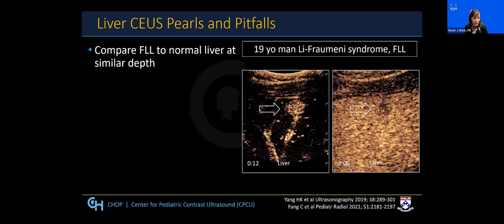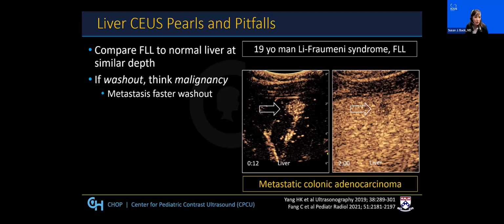So just to finish up with some pearls about these specific organs, when you're evaluating a focal liver lesion or lesion within the parenchyma, you want to keep in your field of view normal adjacent parenchyma. This 19-year-old man with Li-Fraumeni had a focal liver lesion, which was hyperenhancing in the arterial phase, and by 2 minutes had dissipation of contrast. This pattern makes us concerned for a malignant pattern. We know that metastatic disease will wash out from the liver even faster than hepatocellular type tumors, although HCC is much less common in children than it is in adults.